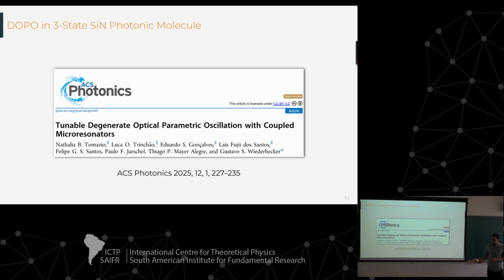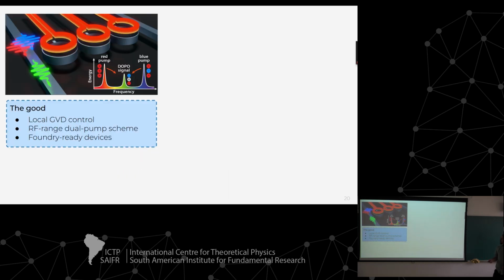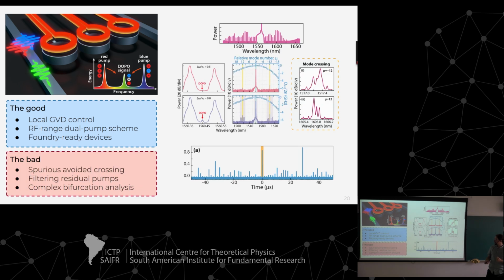We have recently published this work in ACS Photonics, and what I have shown here is that we have a device where we can dynamically control the group velocity dispersion. We can have a phase-locked dual-pump scheme, very simple, and we can produce these devices.